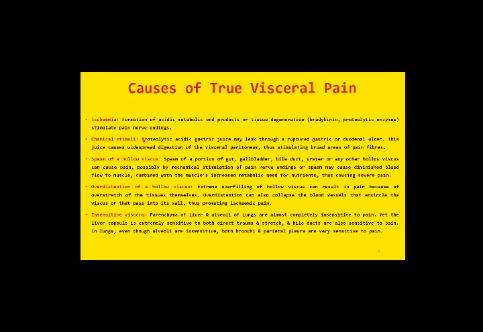So ischemia may stimulate the pain endings. Chemical stimulus like gastric juice may stimulate pain endings and cause visceral pain. Spasm of a viscus or distension of it may stimulate the nerve endings and promote visceral pain. So these are the important causes of visceral pain.